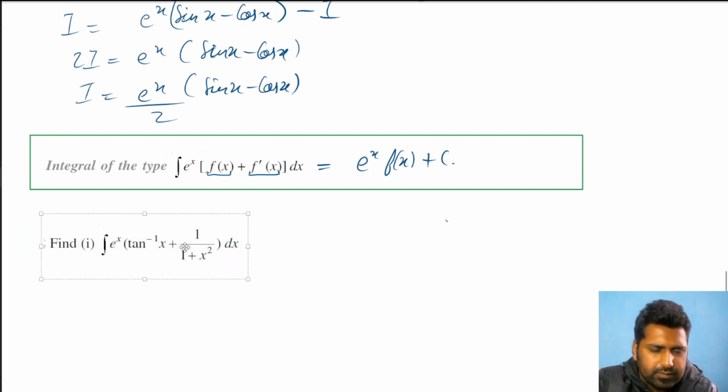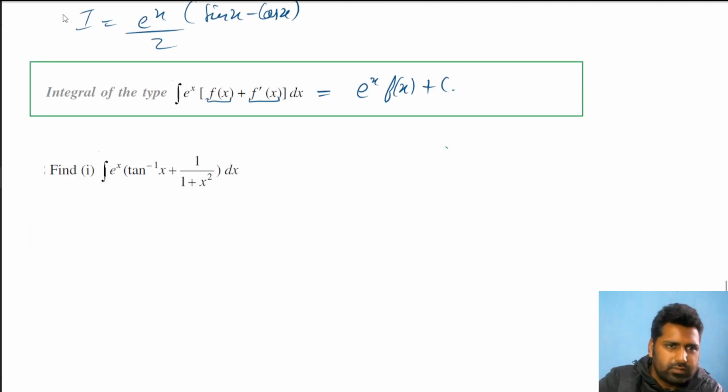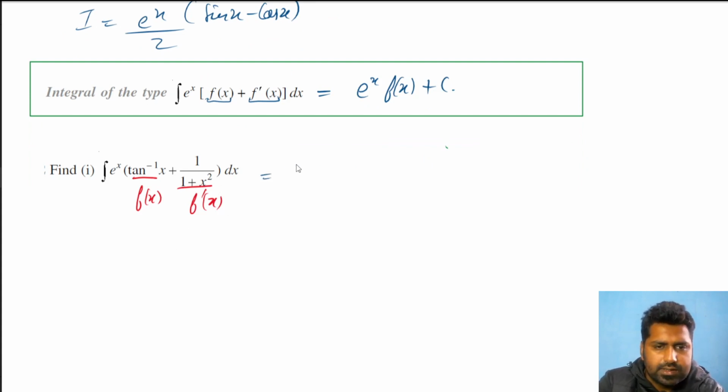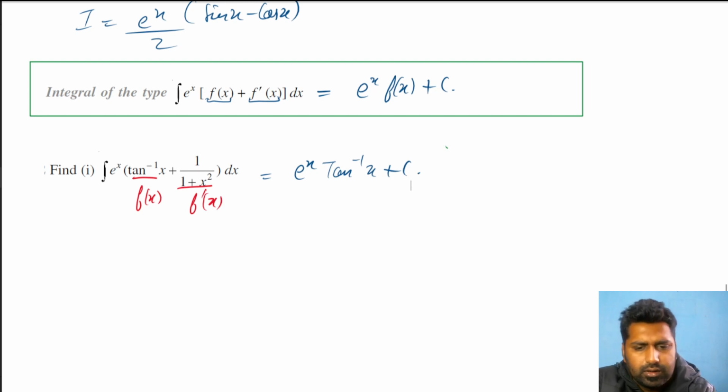Look at this question. Again, one step question, not a typical one. E raised to power x is there. This is your f(x). Interestingly, this is your f dash x. Tan inverse x differentiation is 1 upon 1 plus x square. So I can say the direct answer is e raised to power x f(x) plus c. So what is our f(x)? Tan inverse x plus c directly. One step question as long as you know the format.